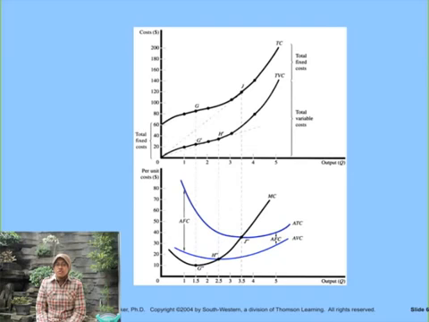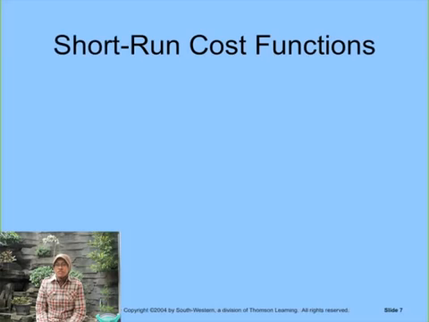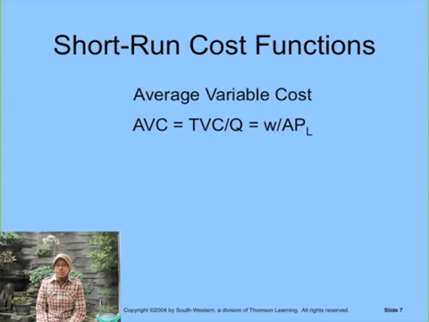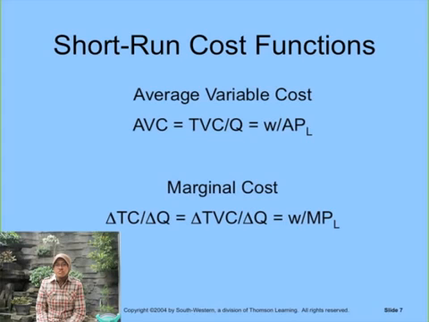With labor as the only variable input, total variable cost for any output level equals the wage rate times the quantity of labor used. The U-shape of the average variable cost curve can be explained as average variable cost equals total variable cost per output equals wage per average physical product of labor. And the U-shape of the marginal cost curve can similarly be explained as change in total cost per unit change in output equals wage per marginal physical product of labor.